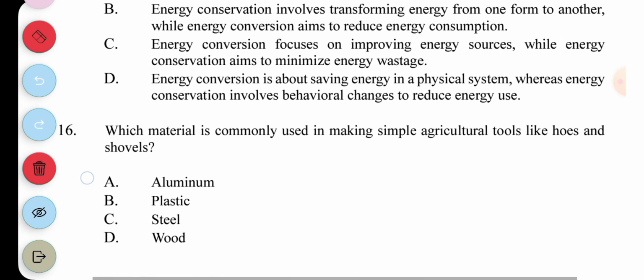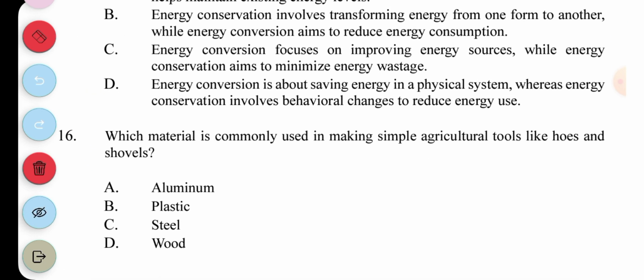Question 16. Which material is commonly used in making simple agricultural tools like hoes and shovels? A. Aluminium, B. Plastic, C. Steel, D. Wood. The answer to question 16 is C. Steel.